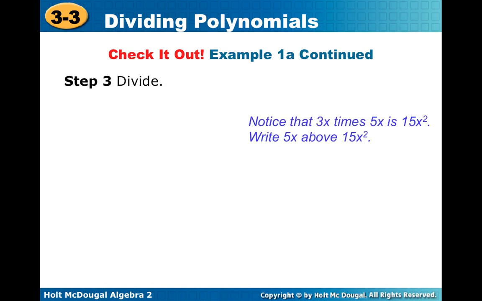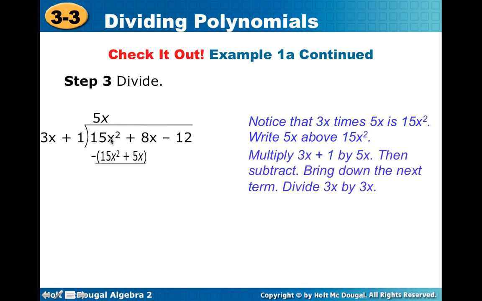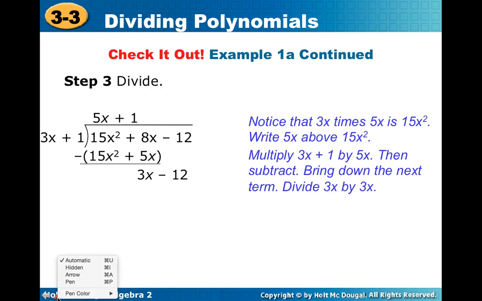Notice that 3x times 5x is 15x squared. Write 5x above 15x squared. So, notice na yung 15, mag-iisip ka ulit ng multiply mo kay 3x para makakuha ng 15x squared. So, naisip natin is 5x because 5 times 3 is 15 and x times x is x squared. Tama? So, eto na yon. So, ilalagay lang natin siya dyan. And then, maglalagay tayo ng minus sign. Again, papalitan lang natin siya ng sign. So, ito yung magiging minus, and then magiging minus yan, then plus.